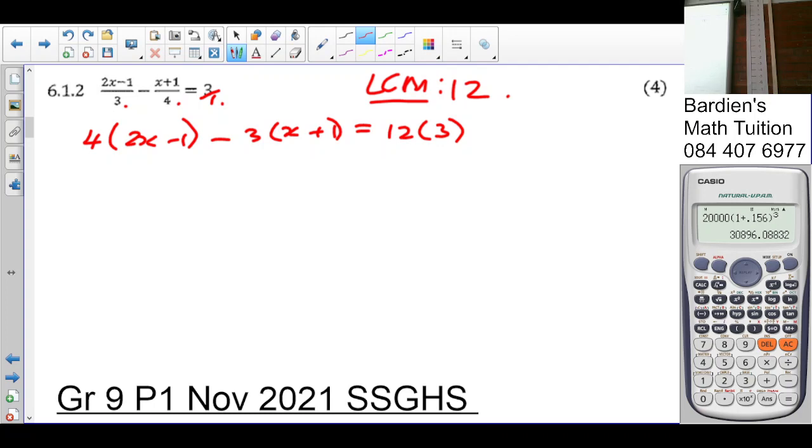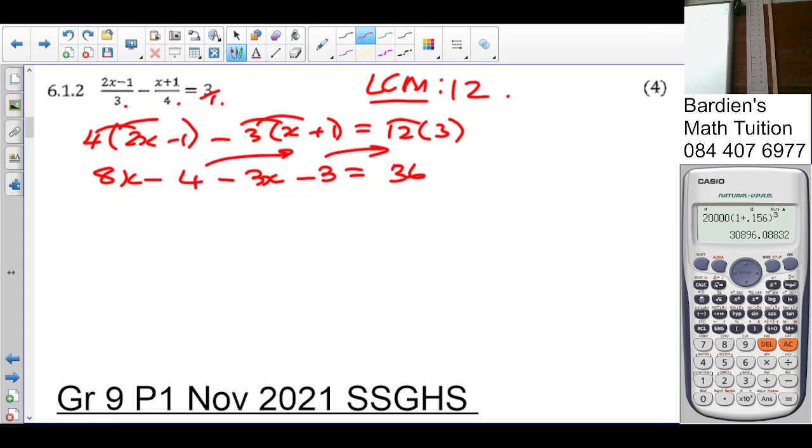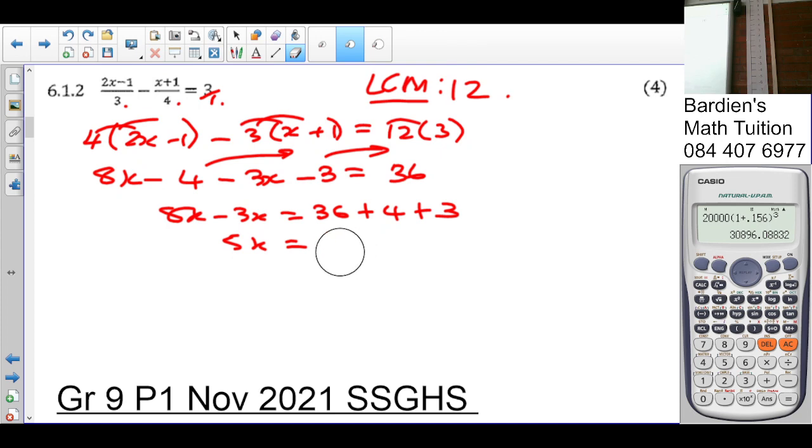Okay. So what do we do now? Multiply. So 4 times 2x? 8x. 4 times negative 1? Negative 4. Negative 3 times x? Negative 3 times 1? Equals? Again, x's on one side, numbers on the other side. So it's going to be 8x minus 3x is equal to 36 plus 4 plus 3. So that's going to give you 5x is equal to 47. Can't be 47. 43. Divide by 5 both sides.